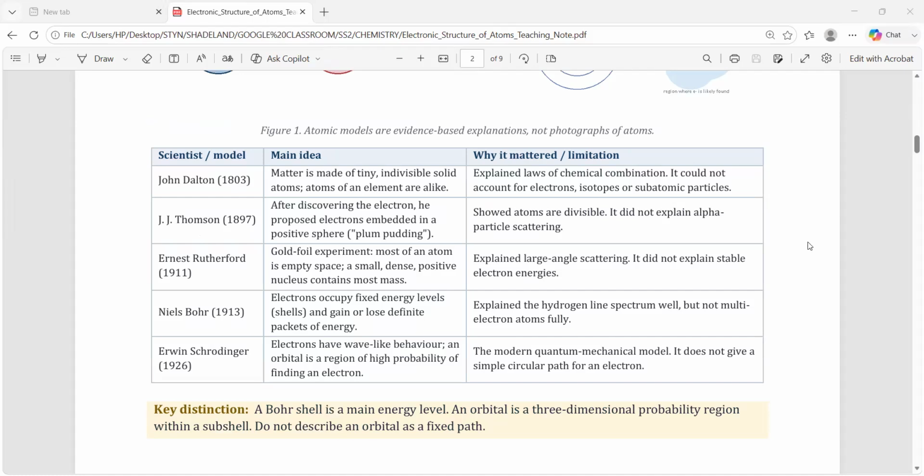Then Udebunu Chinyere, where are you? Udebunu Chinyere, you are our Schrodinger today. Where are you? Unmute yourself. Oh, is she gone? Okay, Victory, you are our Schrodinger today.